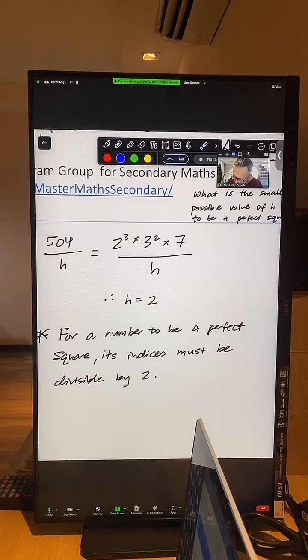Then this 7 here, 7 power 1. I cannot have 7 power 1 because again, for a number to be a perfect square, its indices must be divisible by 2. So I must have another 7.